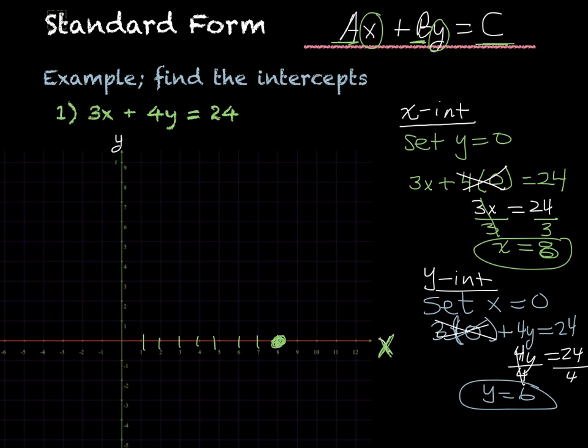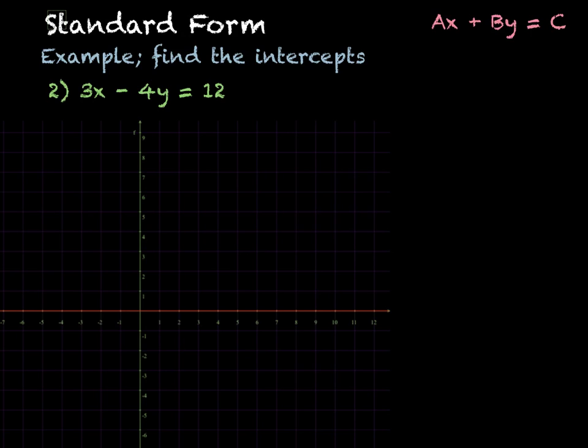So I'm going to go up to 6 on my y and put a point, and then all I have to do is connect those 2 points, and that is my line of the equation 3x plus 4y equals 24, and we graphed it by finding the intercepts.